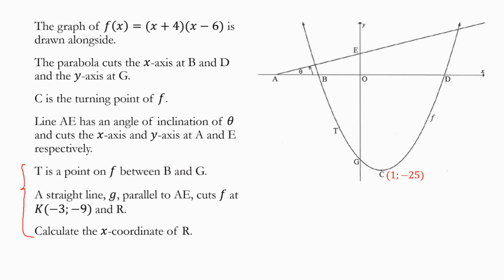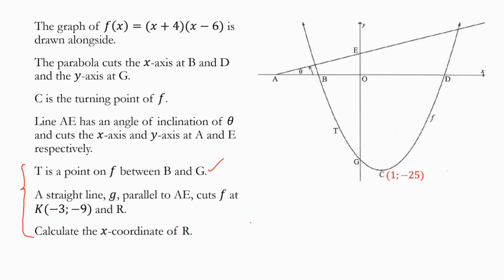T is a point on F between B and G. A straight line G parallel to AE cuts F at K and R. Calculate the x coordinate of R.